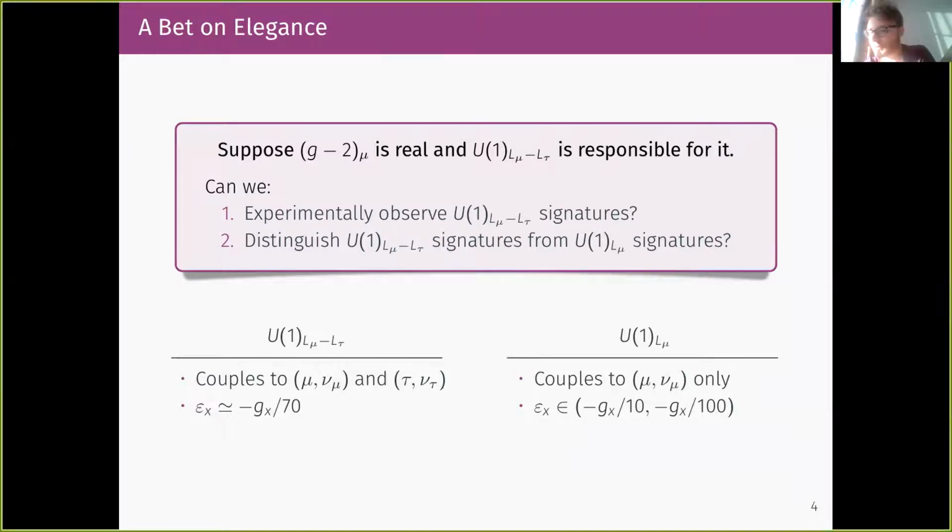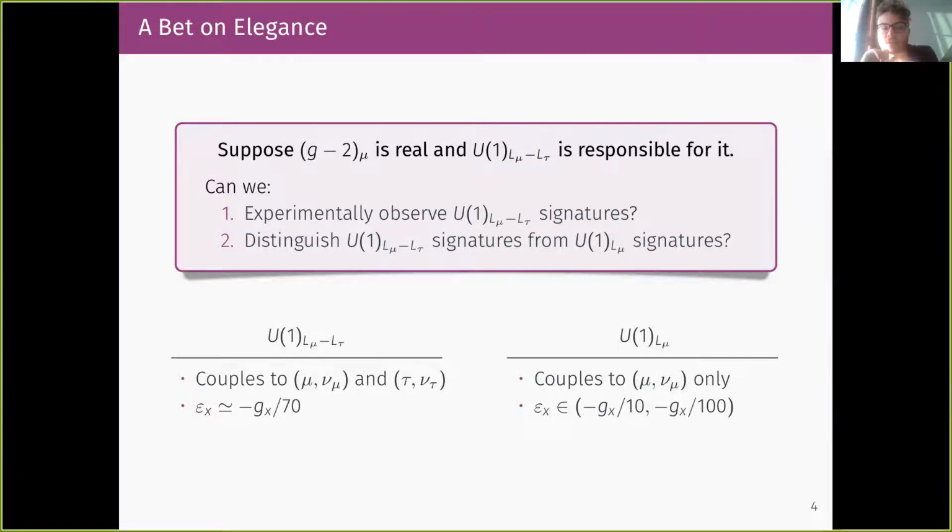4.2 sigma, almost 5 sigma, right? And we're going to assume as well that this L mu minus L tau model is what's actually responsible for it. And we're going to ask the following two questions. We're going to ask, can we experimentally observe the signatures that an L mu minus L tau will give at other experiments? And moreover, can we distinguish the signatures from that model from the more generic L mu signature? Because they're looking like very, very similar models.